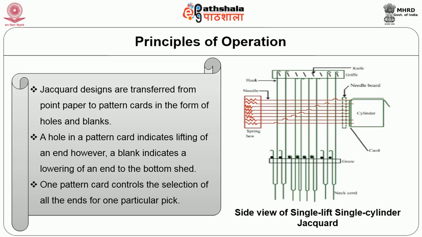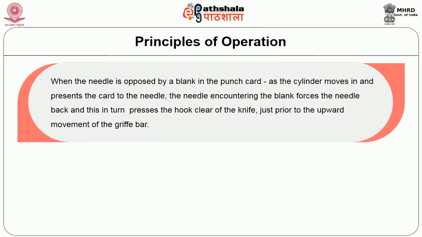So the different components here: you can see a cylinder on the right hand side, then the needle box, then the hooks, then the knife and the griff bar, and you can see the lingoes attached at the bottom, which you can raise. So when a needle is opposed by a blank in the punch card, as the cylinder moves in and presents the card to the needle, the needle encountering the blank is forced back, and this in turn presses the hook clear of the knife just prior to the upward movement of the griff bar. Where you have a blank, the blank presses the needle back, thereby moving the hook clear of the knife bar.